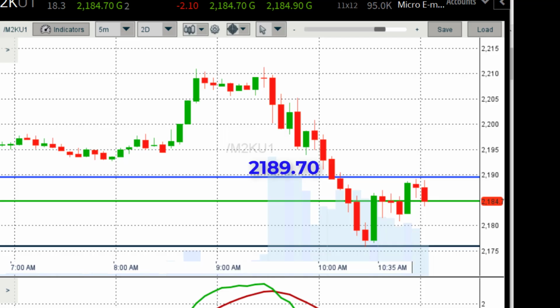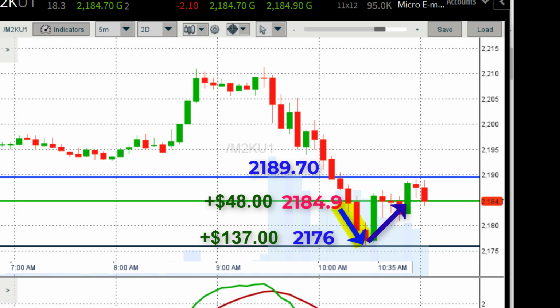Well, you can see right here, I shorted at 2189.70, covered at 2184.9 for a profit of $48. As you can see with the candlesticks, 1, 2, 3, 15 minutes later, they're 5 minutes wide each, I would have made $137 if I had gotten out at the low of 2176. And if I had waited another half hour, I would have been back to $48. So who knows? What do you do?